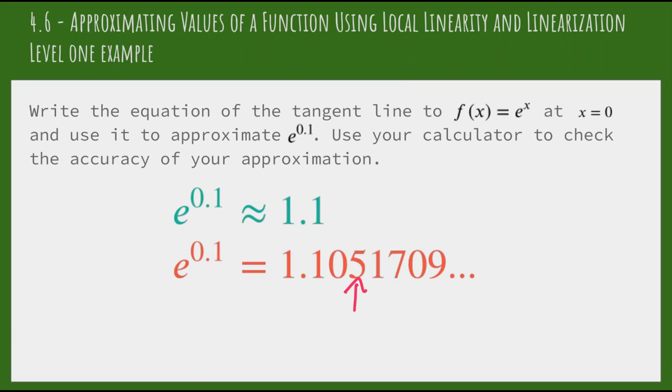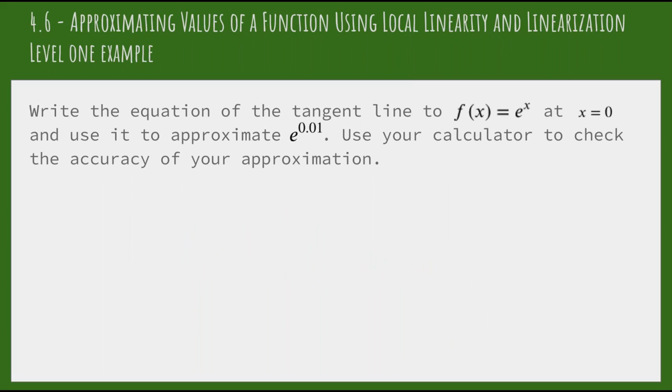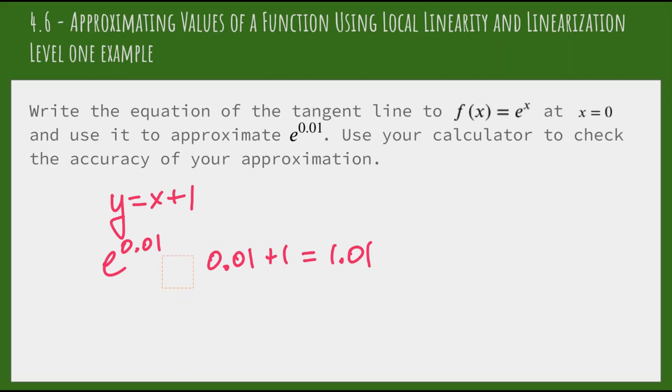So instead of approximating e to the 0.1, let's approximate e to the 0.01. So our tangent line is still y equals x plus 1. I'm not going to go through all the steps for finding that. So e to the 0.01 is going to equal 0.01 plus 1, or 1.01. And I used an equal sign where I said we shouldn't. I do want approximately equal to here.